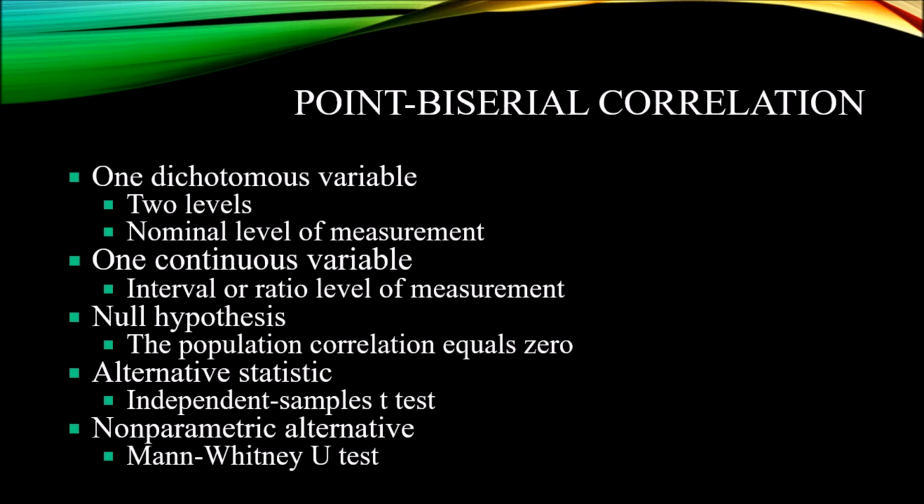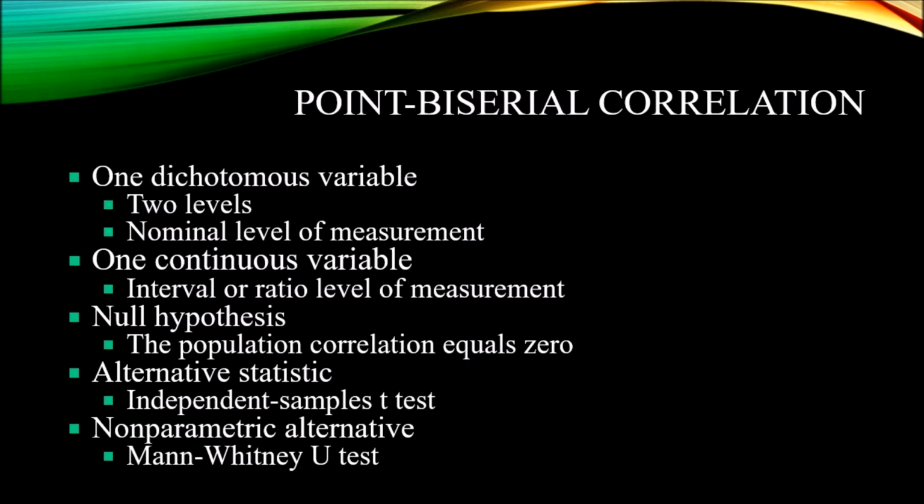So now moving to the point-biserial correlation. Again, here you have two variables, except in this case you have one dichotomous variable. That's a variable that has two levels. It's a special case of the nominal level of measurement. It just has two categories. And then you have one continuous variable, again at the continuous level of measurement. The null hypothesis here is the same: the population correlation equals 0. It's the same as for the Pearson product moment correlation, the one we covered before.